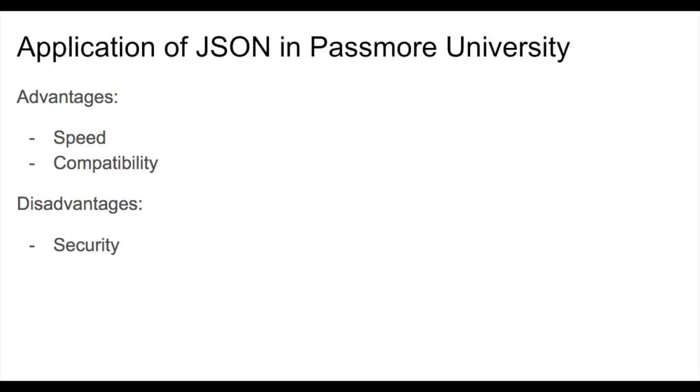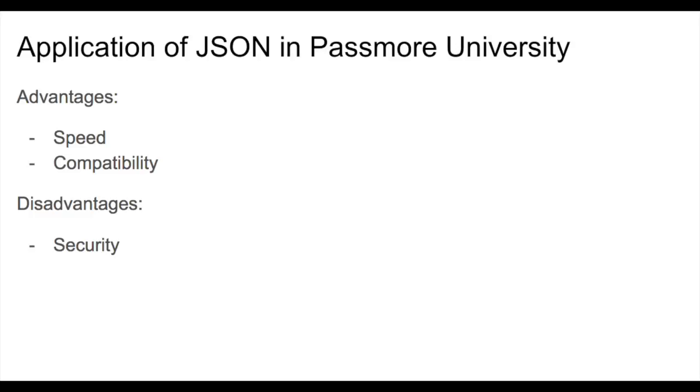Secondly, compatibility. The fact that JSON is derived from JavaScript makes for a smooth transition between both of them, which allows easy transfer to a web page. This will benefit Passmore University as they can use existing systems which they currently have written in JavaScript and can easily transfer them into JSON.